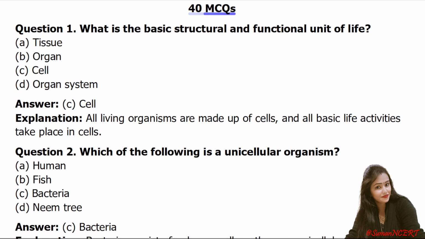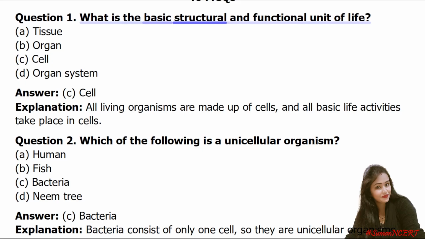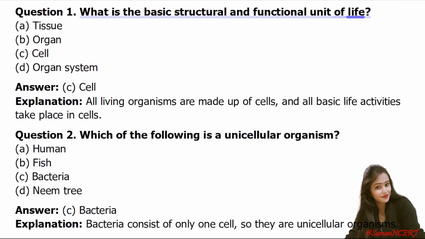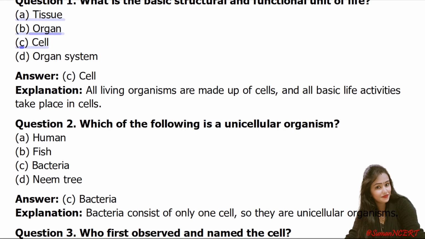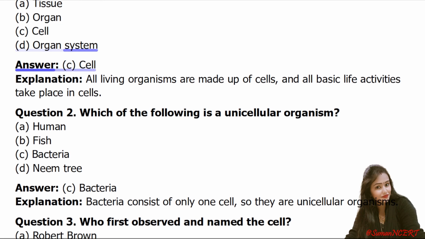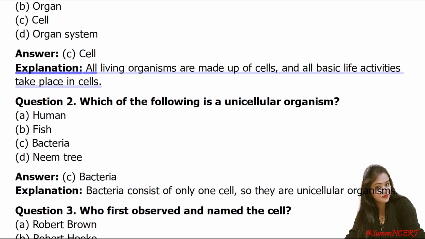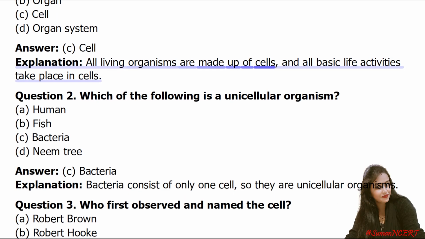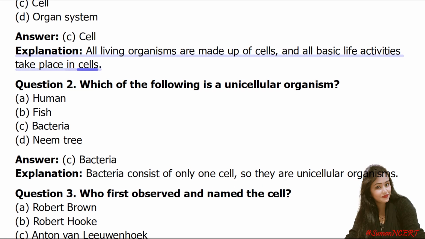40 MCQs. Question 1. What is the basic structural and functional unit of life? A. Tissue. B. Organ. C. Cell. D. Organ system. Answer: C. Cell. Explanation: all living organisms are made up of cells, and all basic life activities take place in cells.